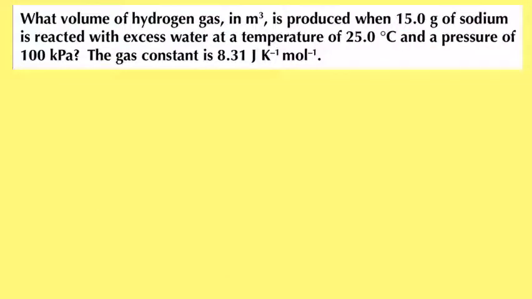Okay, our first 2 examples involved masses, but in this case we want to calculate the volume of a gas. As you can see in the question, we've got what volume of hydrogen gas in meters cubed is produced when 15 grams of sodium is reacted with excess water at a temperature of 25 and a pressure of 100 kilopascals, and it gives us a gas constant there. And it's interesting to work out volumes, because you need to know what size of apparatus you might need if you were doing this commercially.